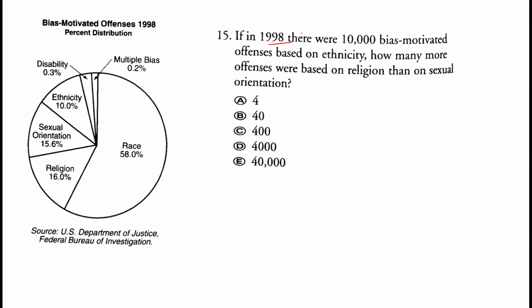Question 15. In 1998, there were 10,000 bias motivated offenses based on ethnicity. How many more offenses were based on religion than on sexual orientation? So religion and sexual orientation. The difference is 0.4%. Now, if in 1998 there were 10,000 bias motivated offenses based on ethnicity, and the total number of offenses equals X and ethnicity holds 10%, then 0.1 times X equals 10,000. So the total number of offenses would be 100,000.